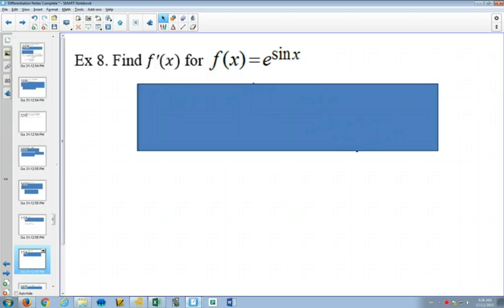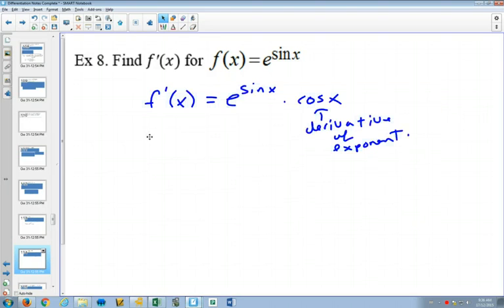All right, how did you do on this one? Outside function is e to the sine x. The inside function is sine x. So the derivative of sine x is cos x. And our outside function, the derivative of e to the x is the same, so it stays the same.